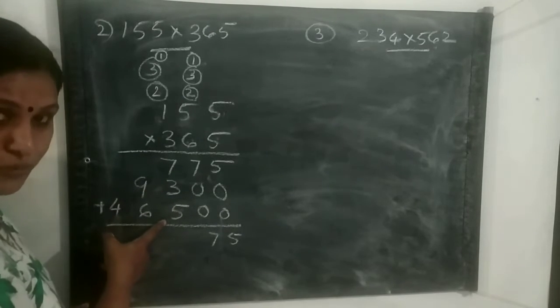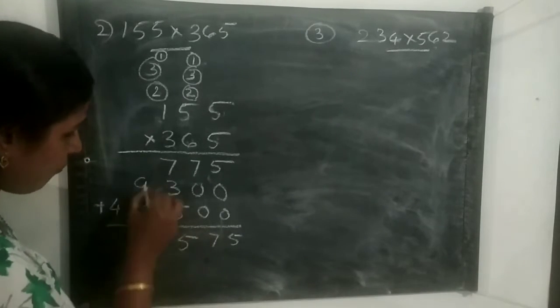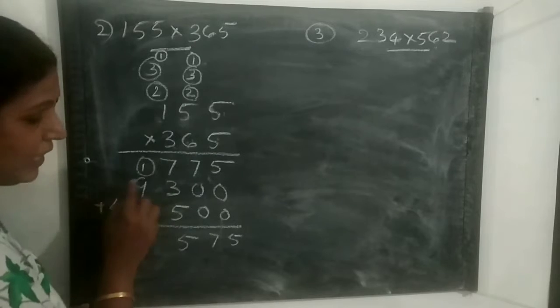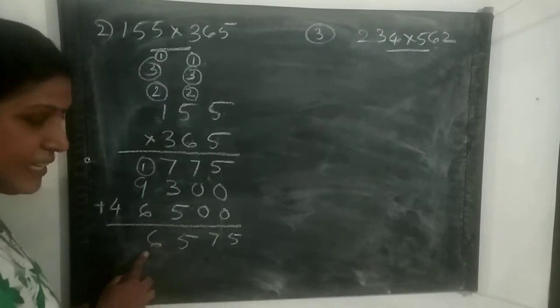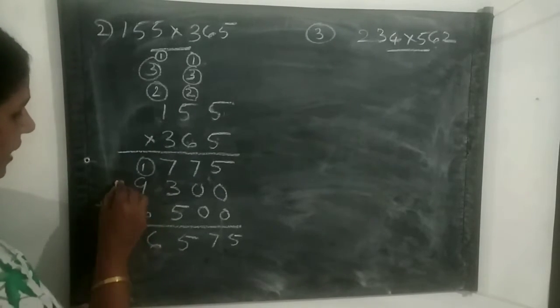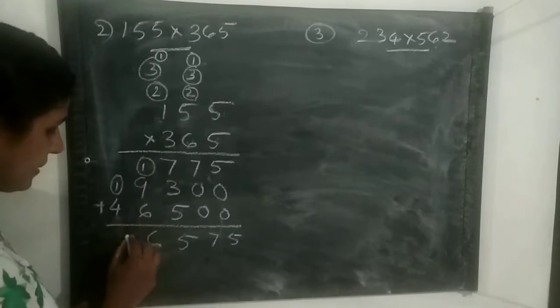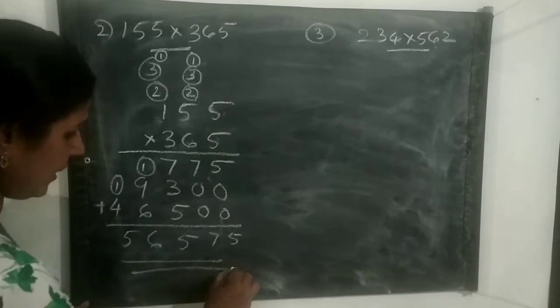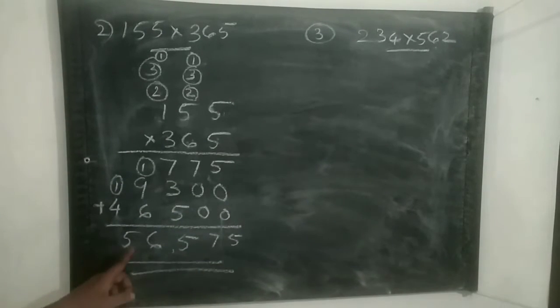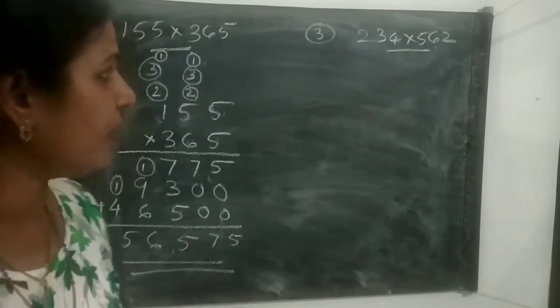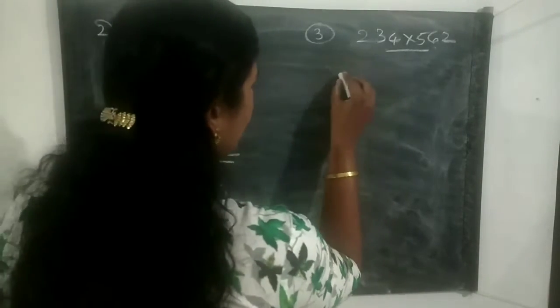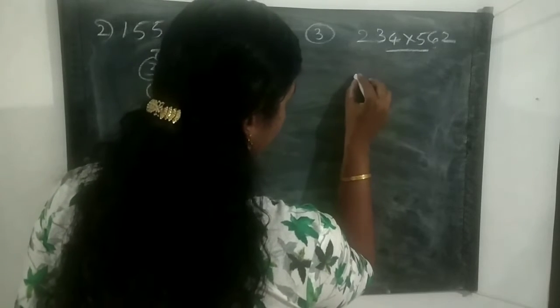10 plus 5, 15. Here we write 5 and the carryover is 1. 1 plus 9, 10. 10 plus 6, 16. Here we write 6 and carryover is 1. 1 plus 4, 5. So here we get the number as 56,575.